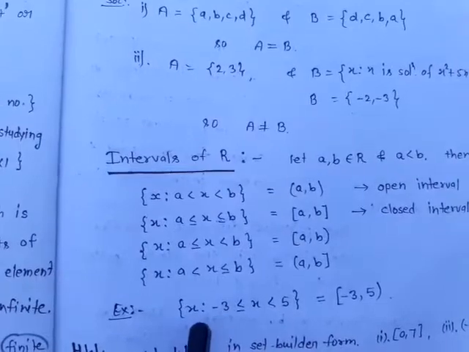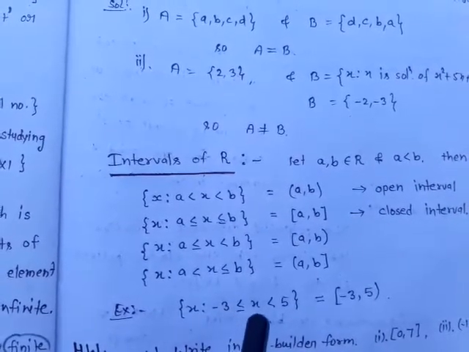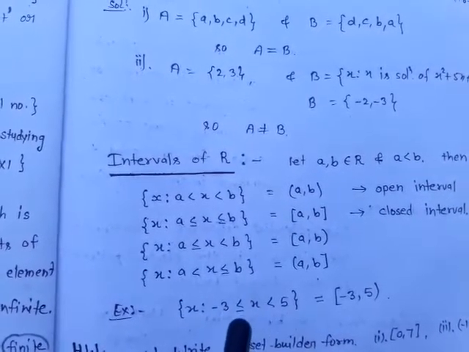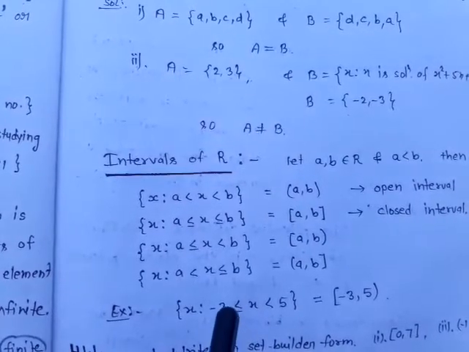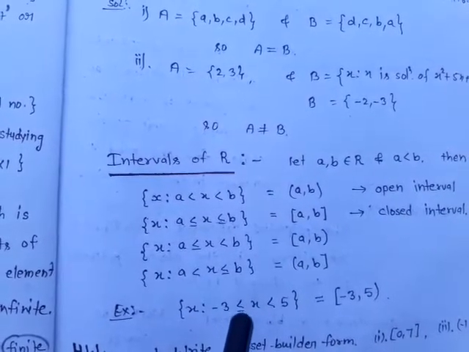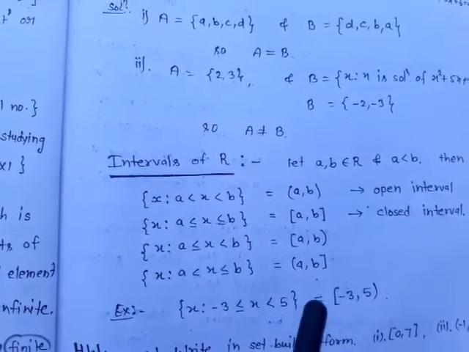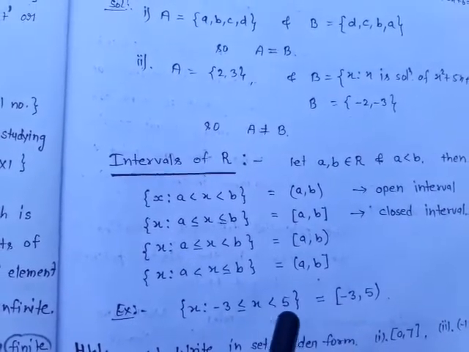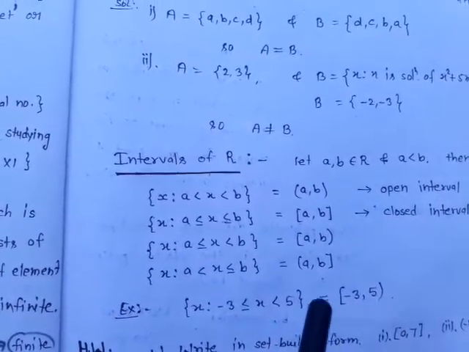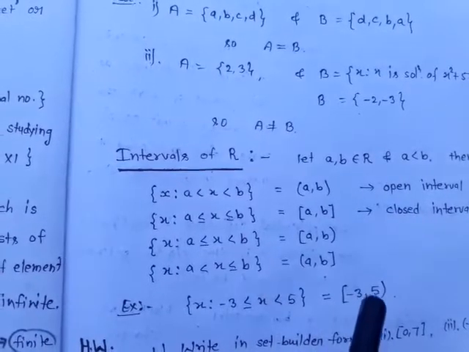For example, {x such that -3 less than or equal to x less than 5}. That means at -3 we use both less than and equal, so at -3 we use a big bracket, and 5 is open. So this is [-3, 5).